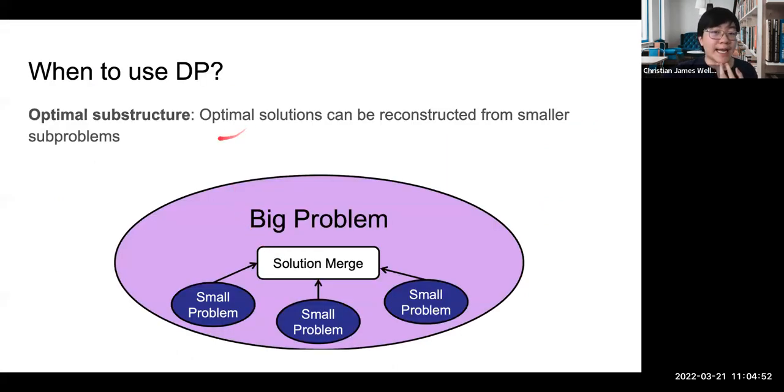When to use DP exactly? It's when problems exhibit optimal substructure. And what does that actually mean? Optimal substructure means that you want optimal solutions, where optimal means maybe you want to find the maximum of something. And that optimal solution can be constructed from smaller versions of the problem. So you break it down into smaller sub-problems, find the maximum of those smaller sub-problems, and do some form of merging in order to get the optimal solution for the initial problem you started off with. This is optimal substructure.